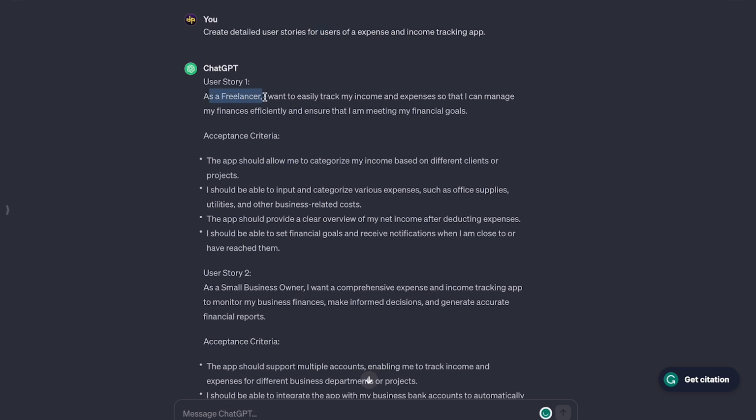So it says, as a freelancer, I want to easily track my income and expenses so that I can manage my finances effectively and ensure that I'm meeting my financial goals. Now, this is super vague because it says manage my finances effectively. What do you mean manage? What is the definition of manage? And meeting my financial goal, what does that mean, right?